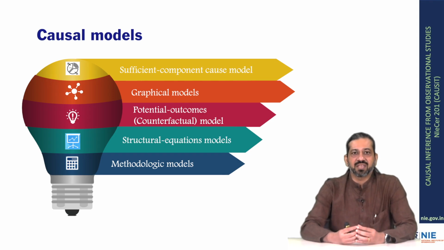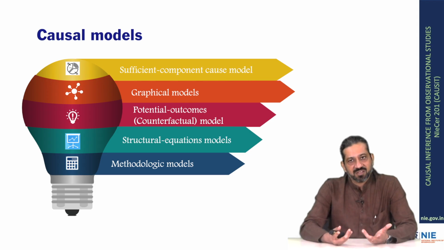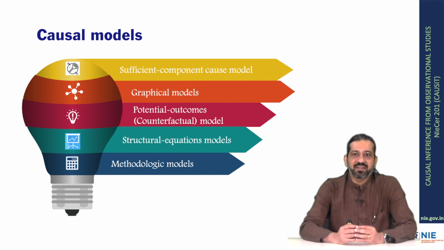That includes the sufficient component cause model, graphical models, the potential outcomes or counterfactual model, the structural equation models, and some methodological models. These causal models help us by abstracting particular elements of a causal phenomenon while discarding the details that get in the way of deriving any useful theory about causation. And they provide insights about the phenomenon of the study. The different approaches basically provide us with complementary perspectives and can be employed together to improve the causal interpretations of conventional statistical results.